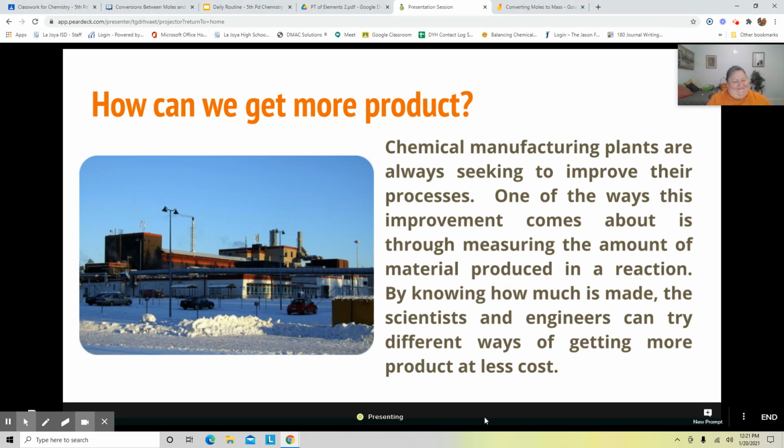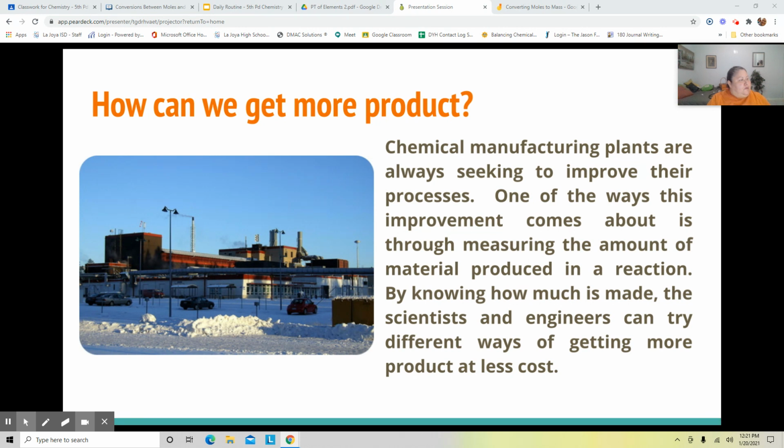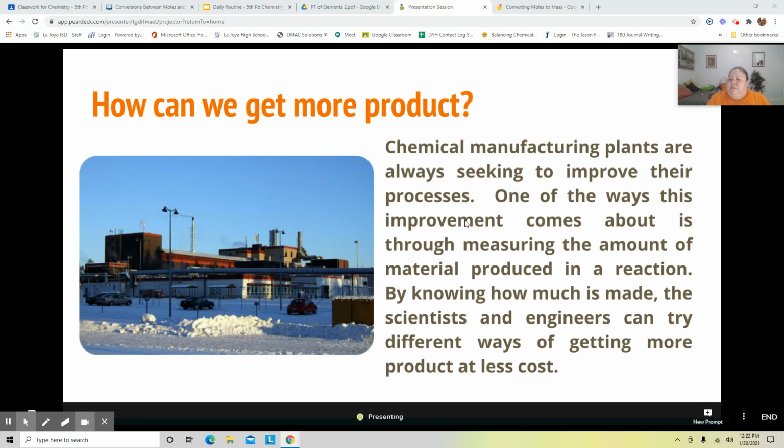Chemical manufacturing plants are always seeking to improve their processes. One of the ways these improvements come about is through measuring the amount of material produced in the reaction. By knowing how much is made, the scientists and engineers can try different ways of getting more product at least cost. Perfect. Great reading skills, Miss Alexia.